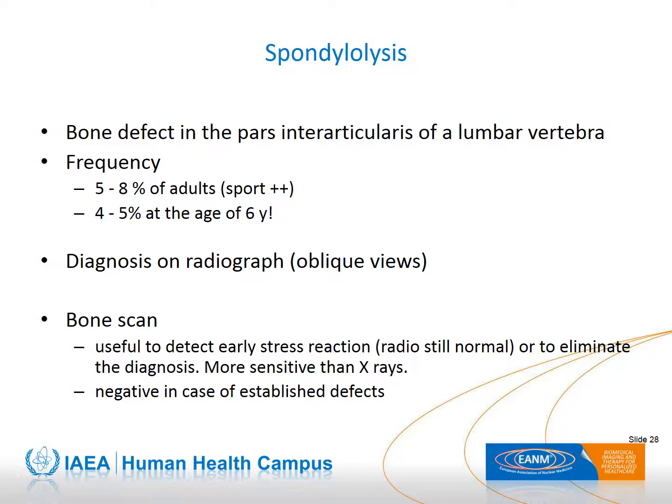Spondylolysis is a bone fracture of the posterior part of a lumbar vertebra. It's well known in adolescents and young adults, but can also occur earlier in life. Indeed, 4 to 5% of 6-year-olds have spondylolysis. The diagnosis is usually based on plain radiography.